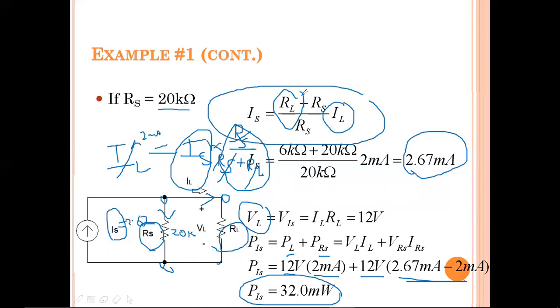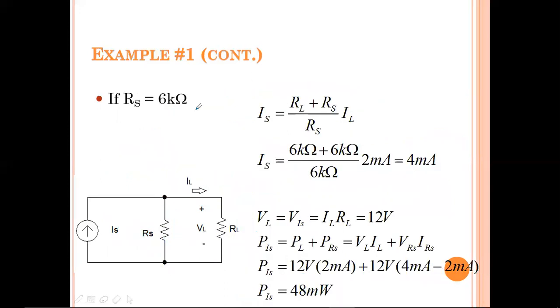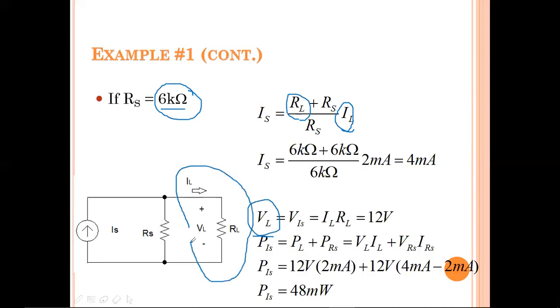Slowly I'm decreasing the value of resistance from 20 kilo ohms to 6 kilo ohms. How is my power consumption going to be affected? For the 6 kilo ohms also, it is the same. I should not change the values of IL, RL, and VL, so these values are fixed.